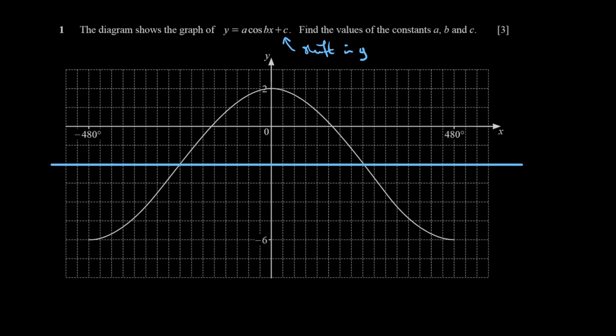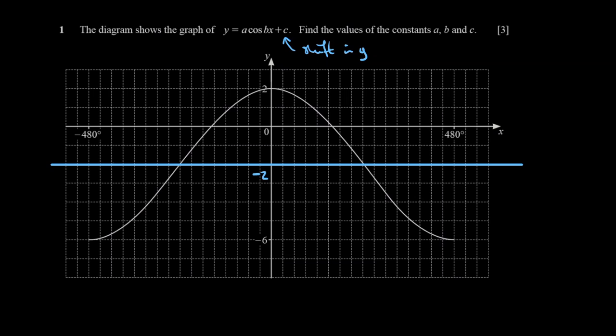Now, how could I find the location of that line? Well, I can take my peak value, which is 2, and my minimum value, which is -6. If I add those up and divide by 2, it's going to give me the y-coordinate of the center. So 2 plus -6 is -4, divided by 2 is -2. So this is my center line, which means that C is equal to -2.